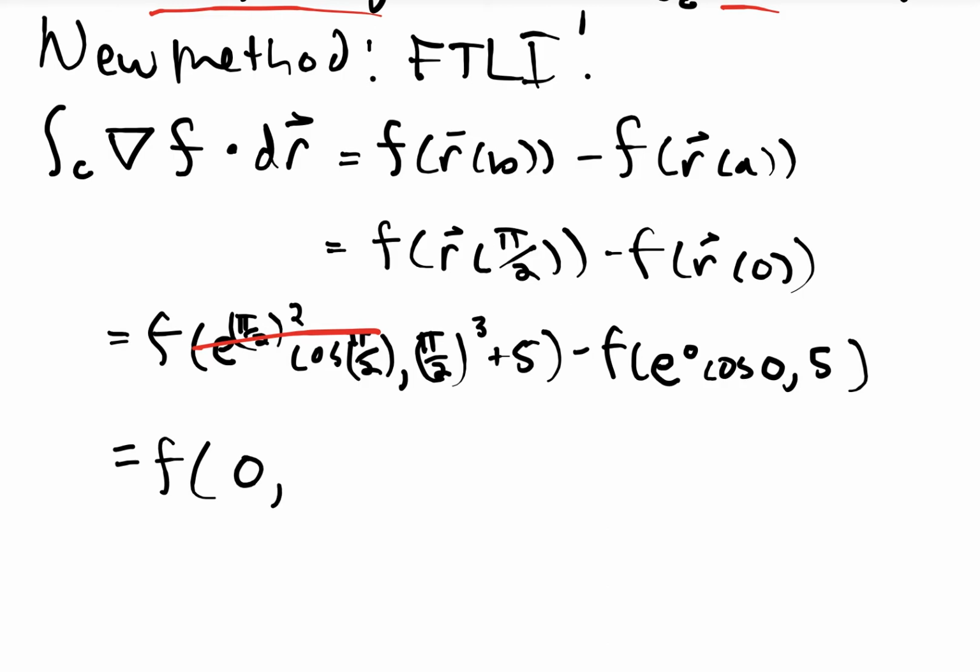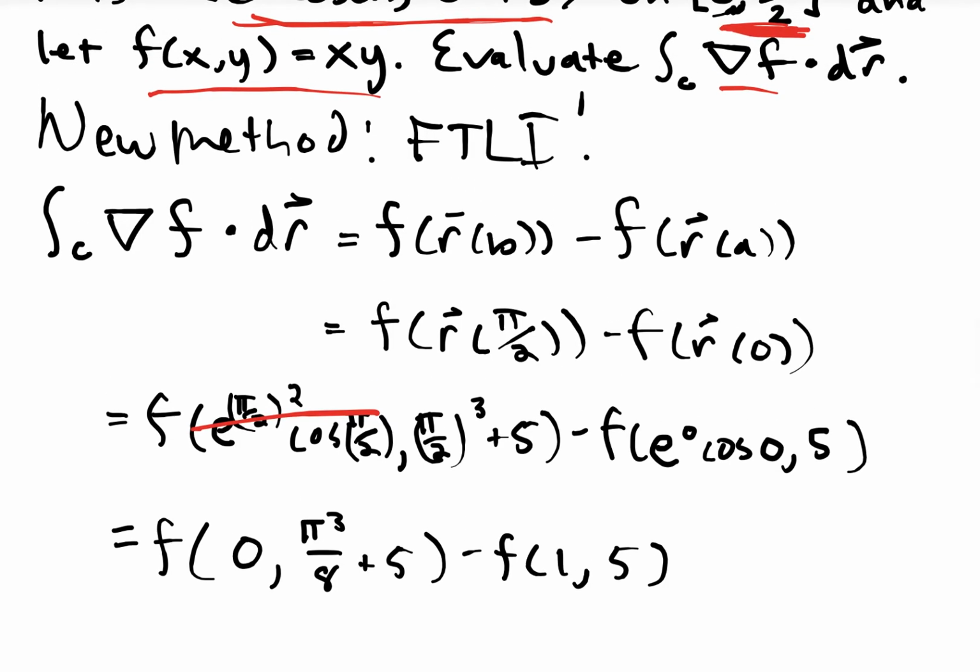So this whole thing, that first coordinate, is just going to simplify to 0. Everything in it is being multiplied by 0. Over here, if I expand this out, I've got pi cubed over 8 plus 5. And then I have to worry about simplifying the rest of this. Both e to the 0 and cosine of 0 come out to 1. So now what I need to worry about simplifying is what happens when I plug these coordinates into my f function.